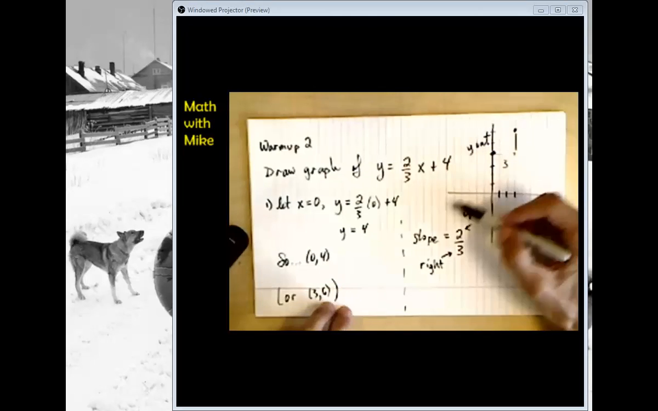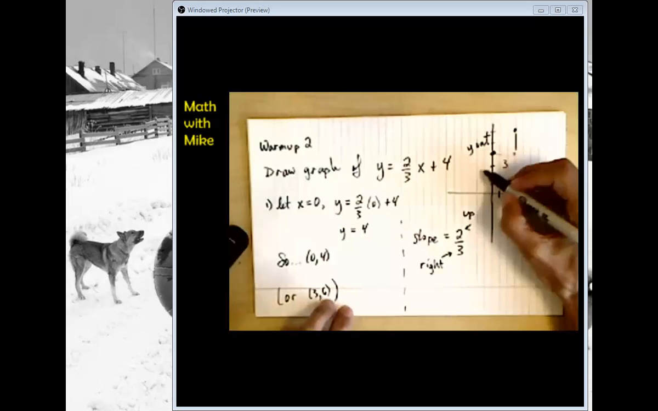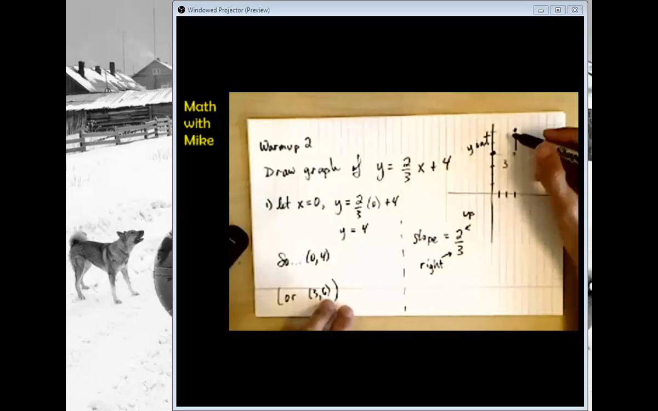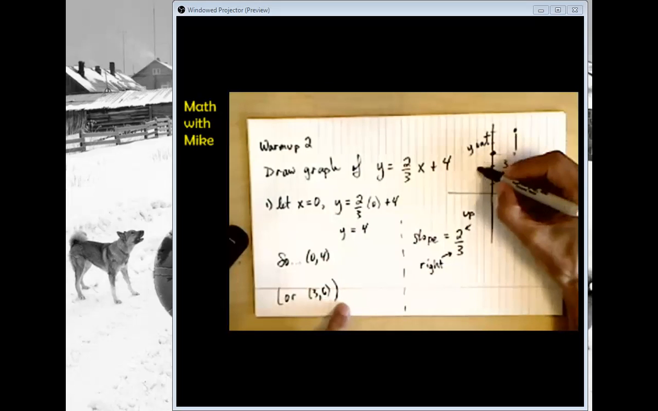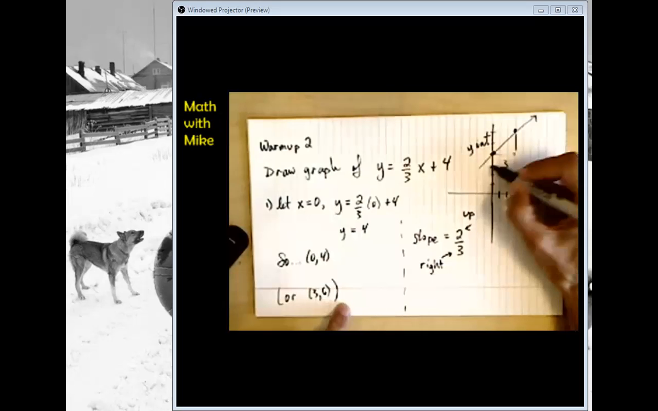that allows us to put a ruler down and connect the dots, right? Six, eh? Okay, so there's our line like that.